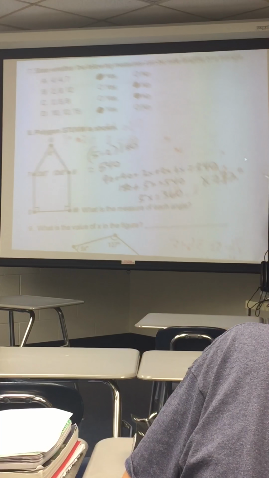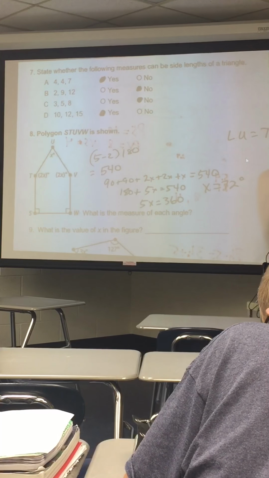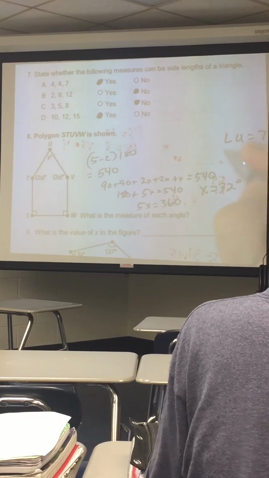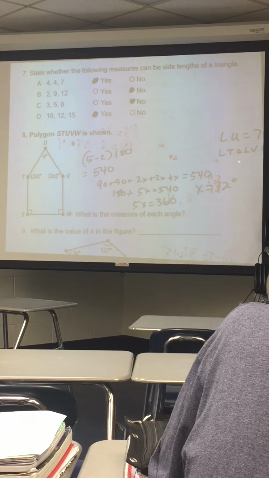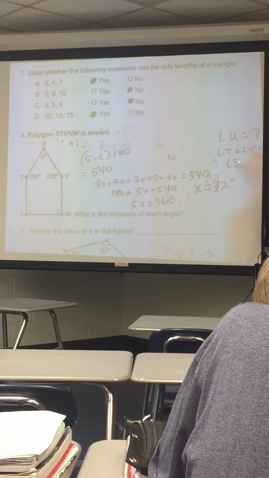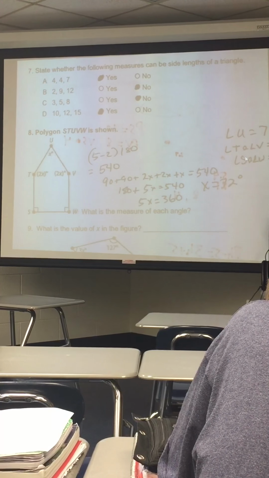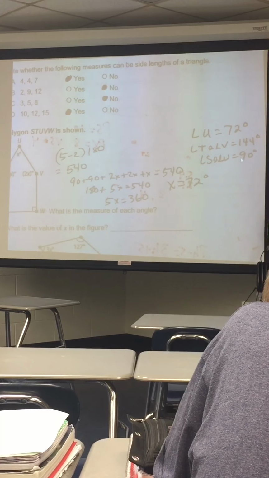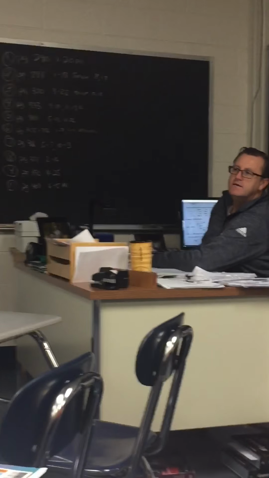So that's equal to angle U. Angle U equals 72. That makes angle T and angle V 144, and angle S and angle W, which was given, 90 degrees. So there's our 5 angles. Questions? Anybody? Got it? All right, good.